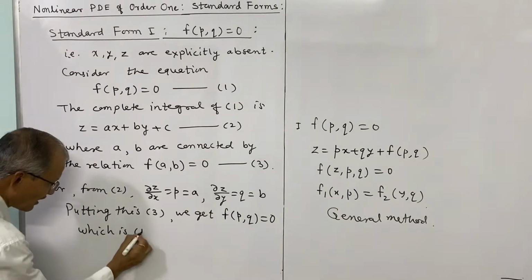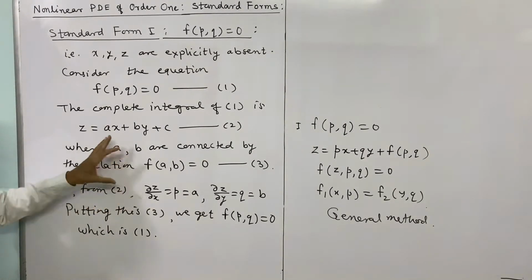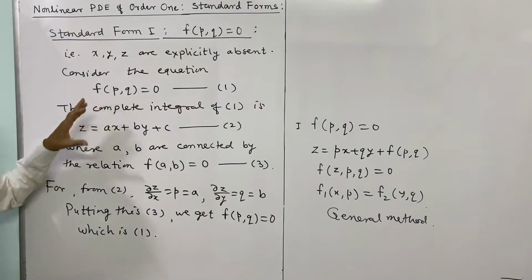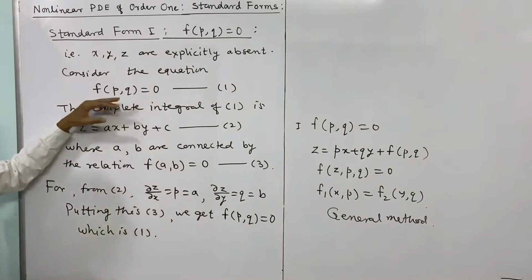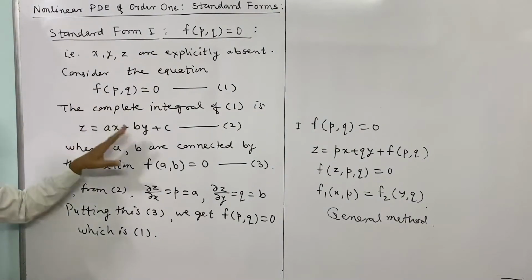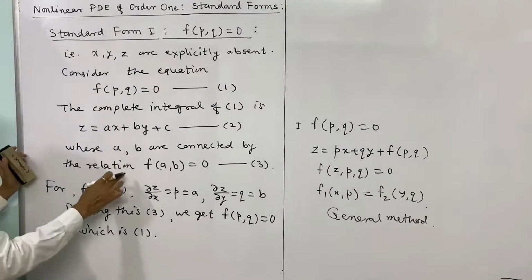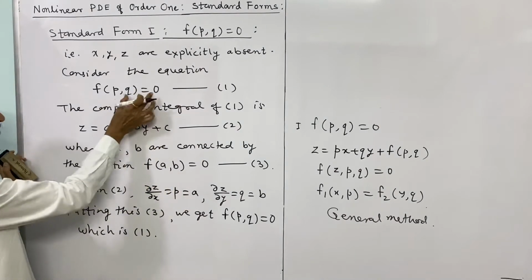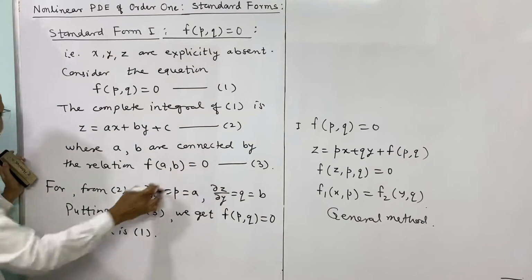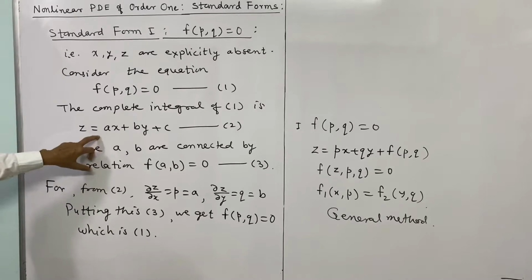And hence this 2 and 3 together give the complete integral of 1. So this is the method for this type of partial differential equation. Whenever the equation is in terms of only p and q, then x, y, z are explicitly absent, and its complete integral is of this form, where a and b are connected by the same type of function, f of a and b equal to 0. So thus this is the complete integral of 1.